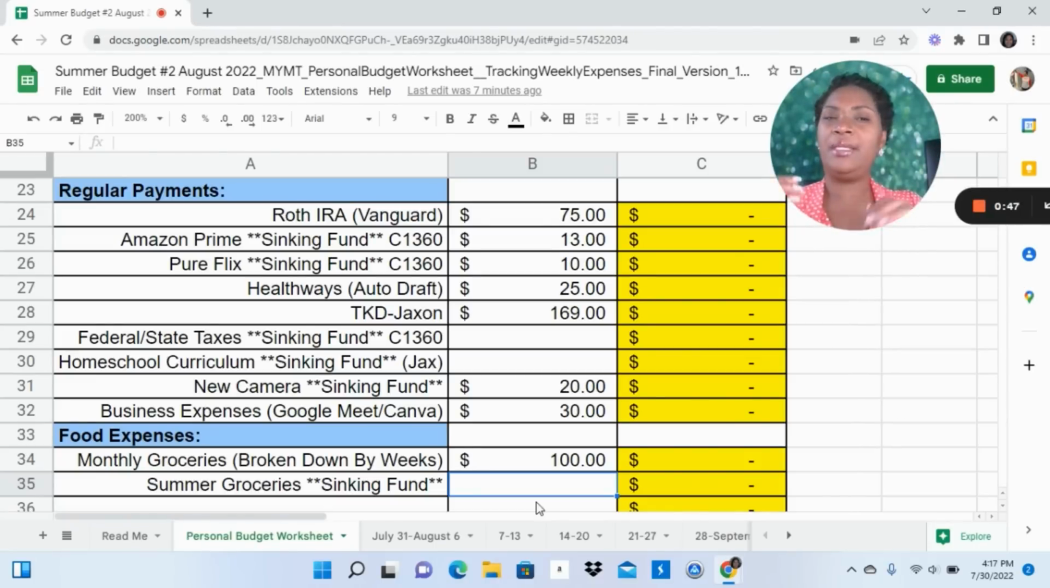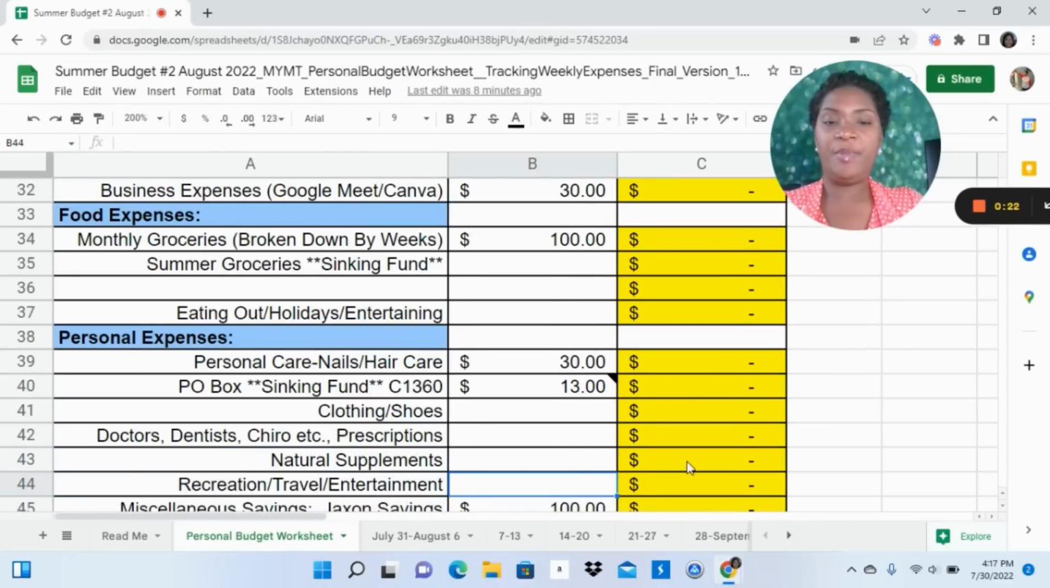Homeschool curriculum, we are in summer months, so I don't save money for homeschool curriculum. And so that has a zero there. The new camera, which is a sinking fund, I'm saving for a new camera for myself, is $20. And so that's a sinking fund. My business expenses for my Google Meet and my Canva is about $30 a month. And I take that out of One Mom revenue as well.